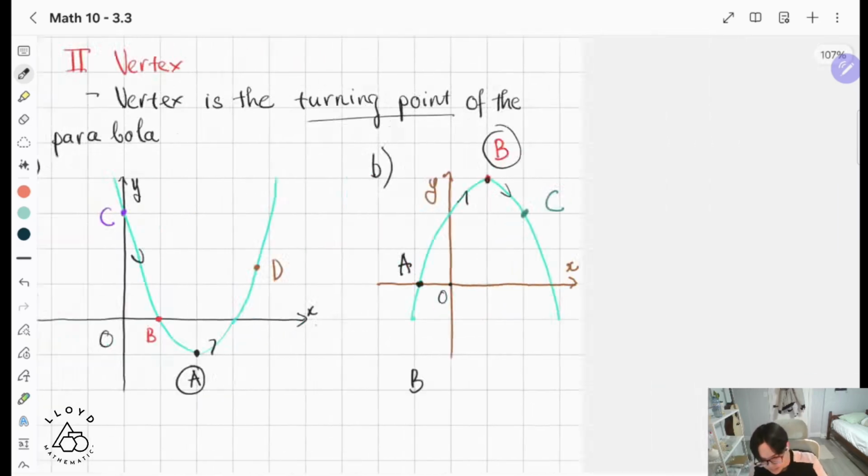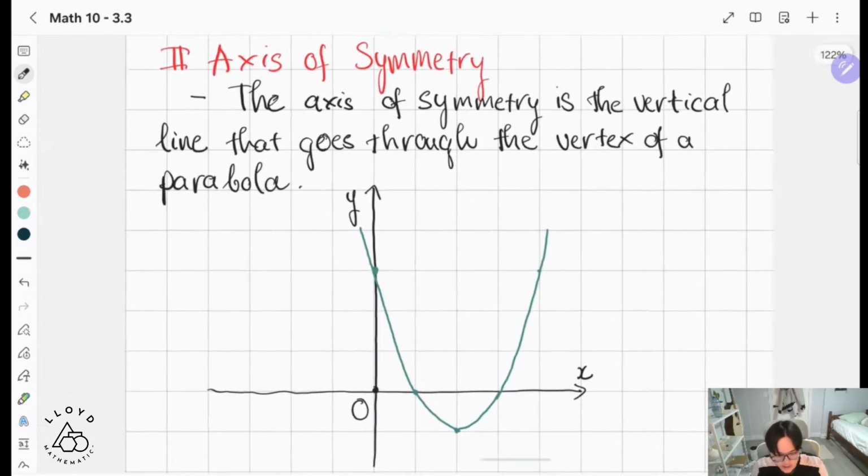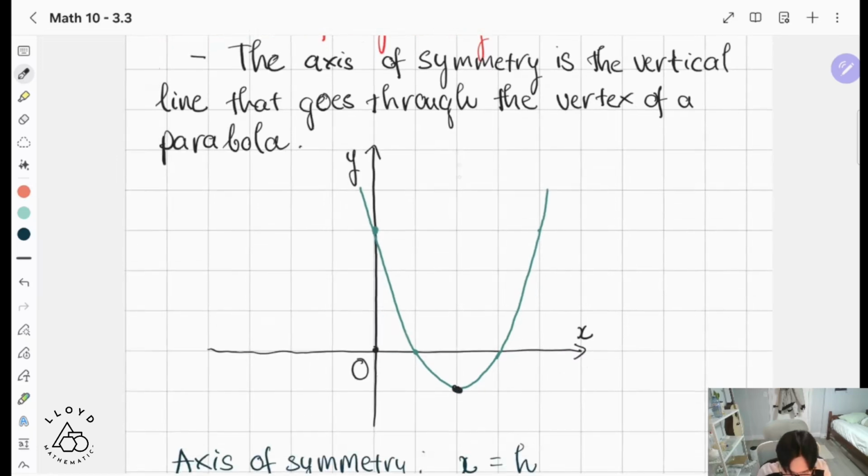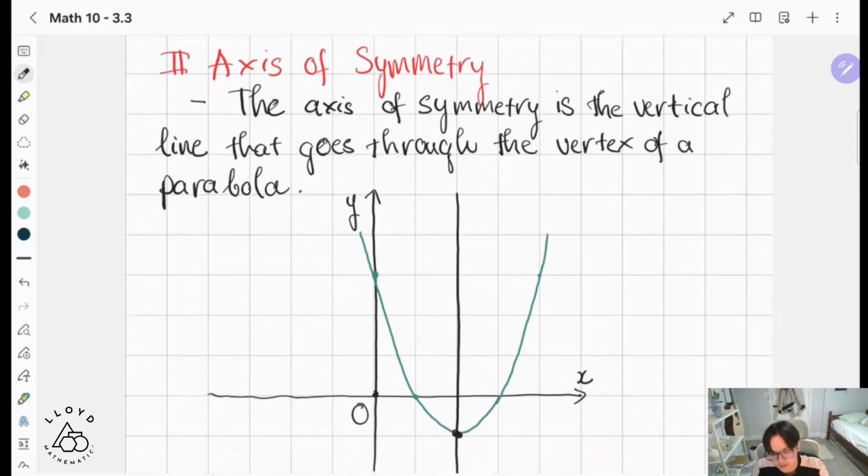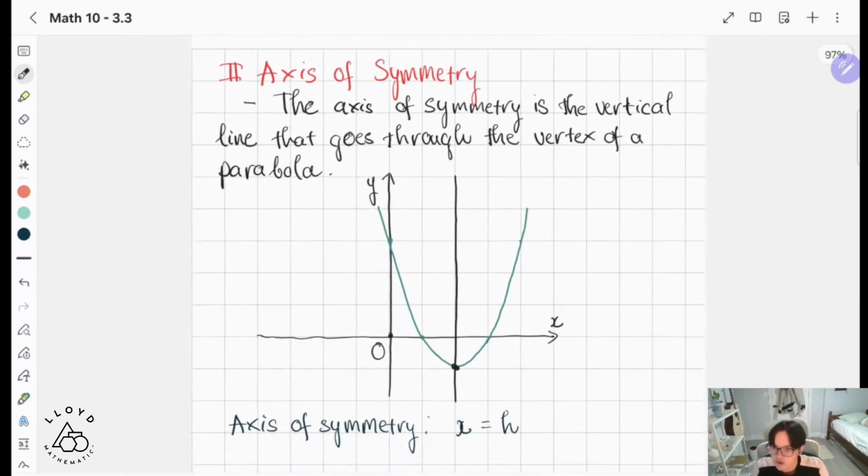Vertex is that. Okay, and what is the axis of symmetry? The axis of symmetry is the vertical line that goes through the vertex of a parabola. For example, I got a parabola here, and here is the vertex point. So the axis of symmetry is this line, which goes through the vertex point. And the formula of the axis of symmetry is x equal to h. Okay.